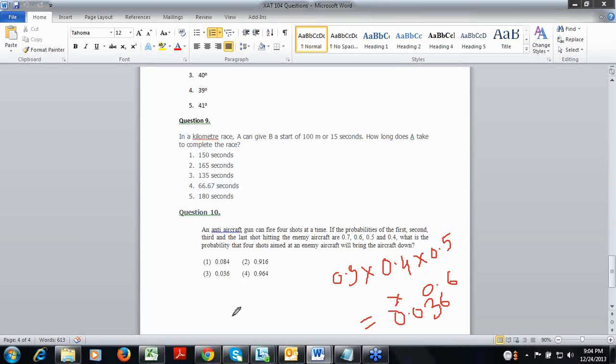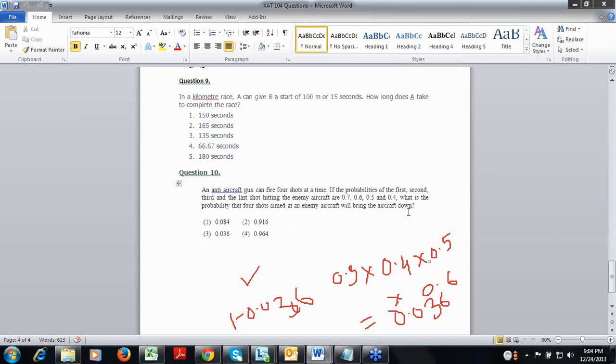So what is the probability it will hit? It is 1 minus 0.036. What will it be? 0.964. We have option 4, 0.964. So we'll go ahead and mark option 4, 0.964.